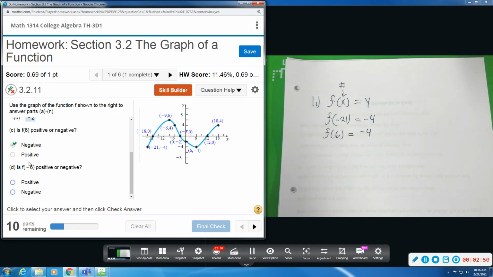This time, f of negative 6. So the same concept. We're going to go to the left, find negative 6 right here, and that is associated with a positive 4. So this time we get a positive value associated with this negative x value.